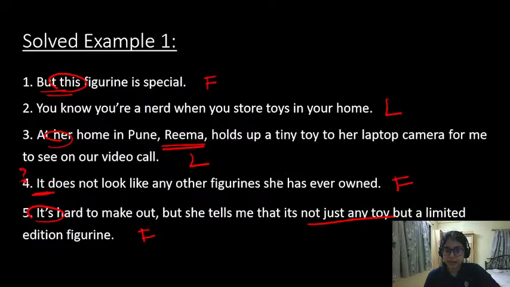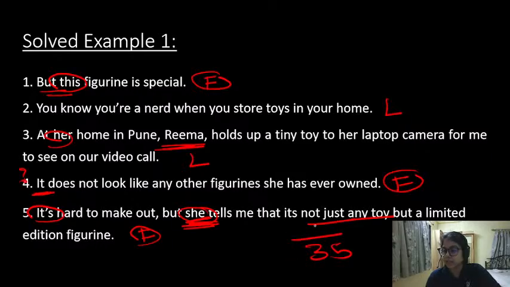Now I have to find the pairs. Since this is a follower, who is its leader? This is a follower, who is its leader? And this is a follower, who is its leader? Let's look at statement 5. "It's hard to make out, but she tells me that it is not just any toy but a limited edition figurine." "She" obviously points to Reema. So it has to be paired with her. So obviously 3 and 5 is a pair. 5 has to come after 3.